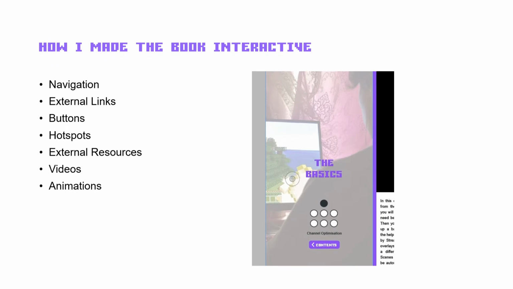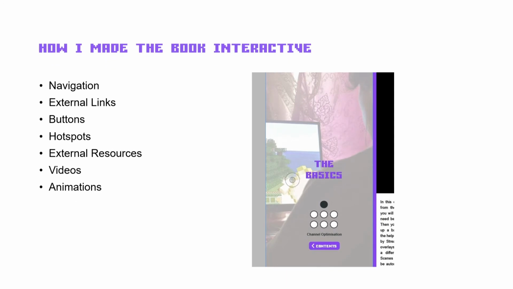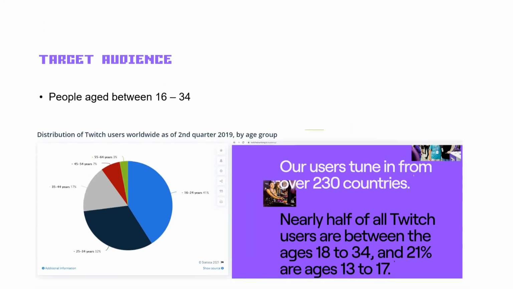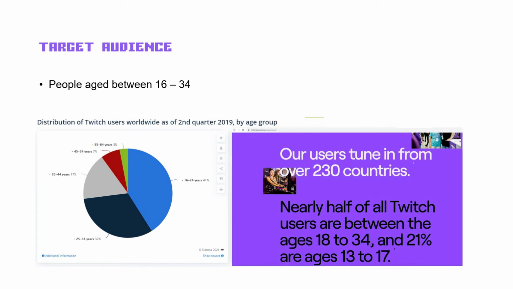How did I make this book interactive? I made the book interactive through navigation, buttons, hotspots, external resources, videos, and text animations. This project was created using Adobe Illustrator, InDesign, Premiere Pro, and After Effects. So the book cover itself was created in Adobe Illustrator, and then the document was created in InDesign. Premiere Pro was used to edit the videos, and After Effects was used to make all of the graphics. The target audience of this project is people aged between 16 and 34. This is based on statistics and what Twitch have put out.